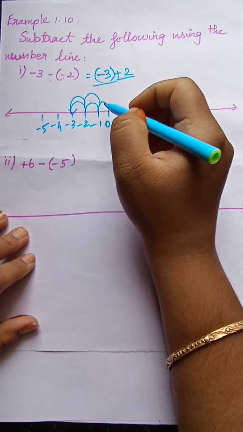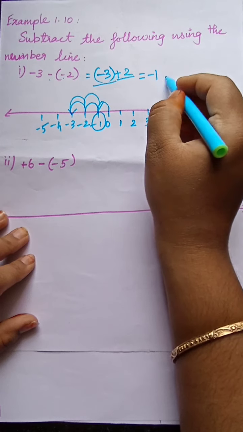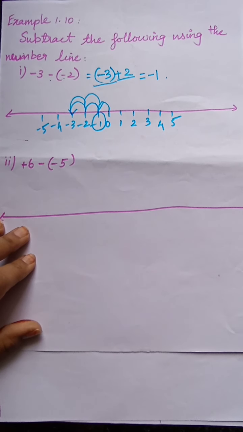So 1, 2. So you will be in minus 1. So your answer is minus 1. Yes, so you already know these types of sums.